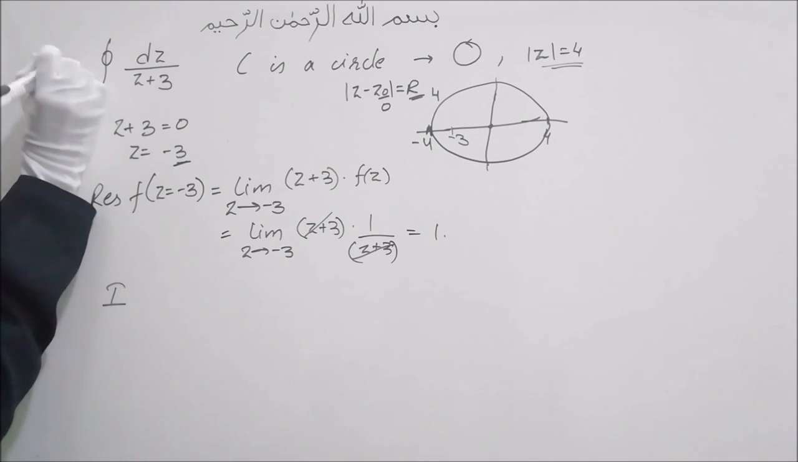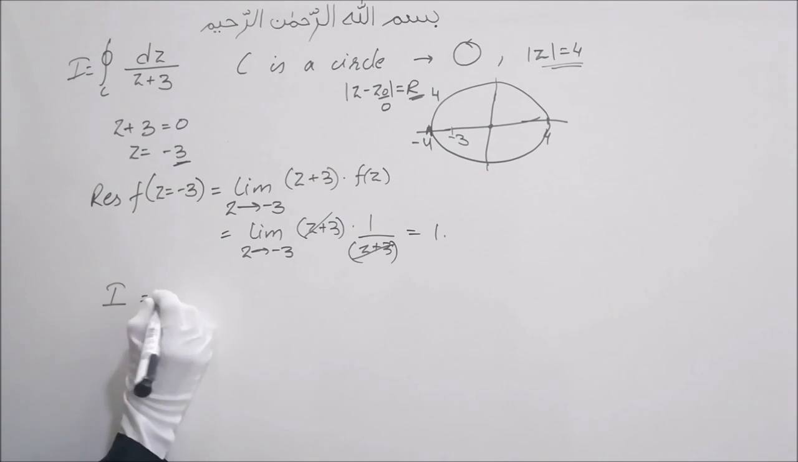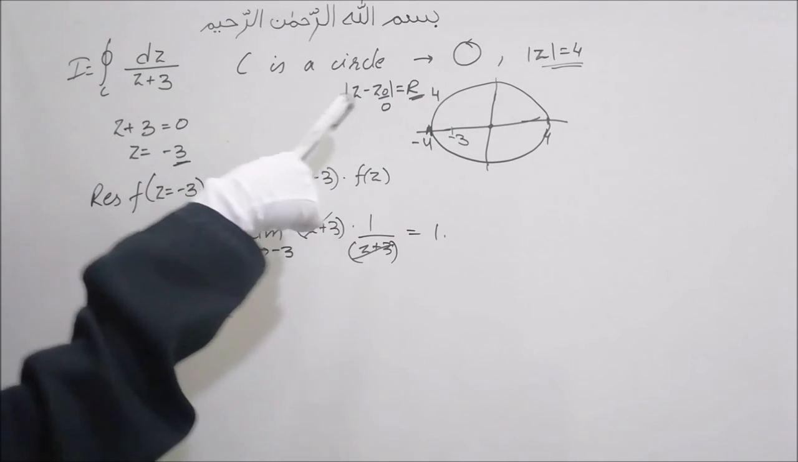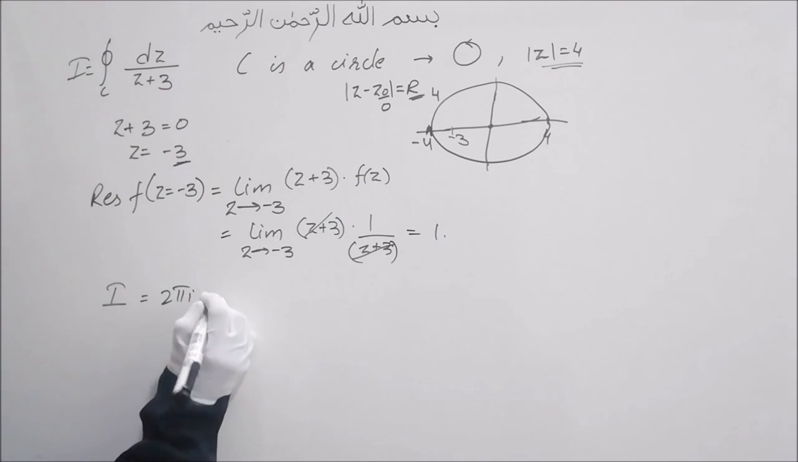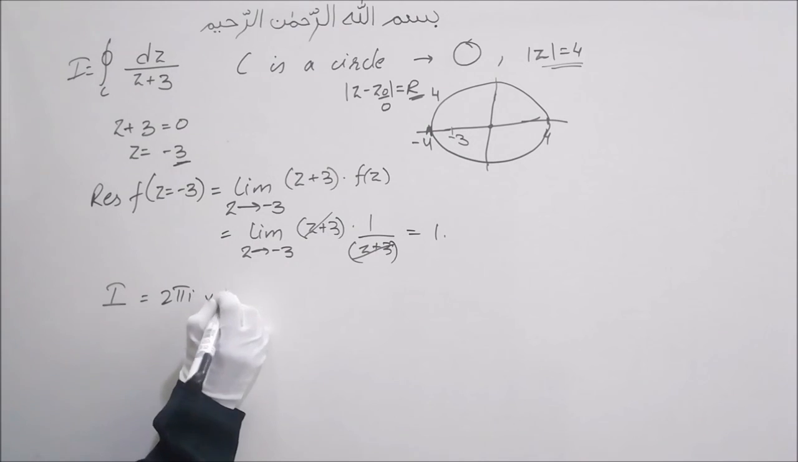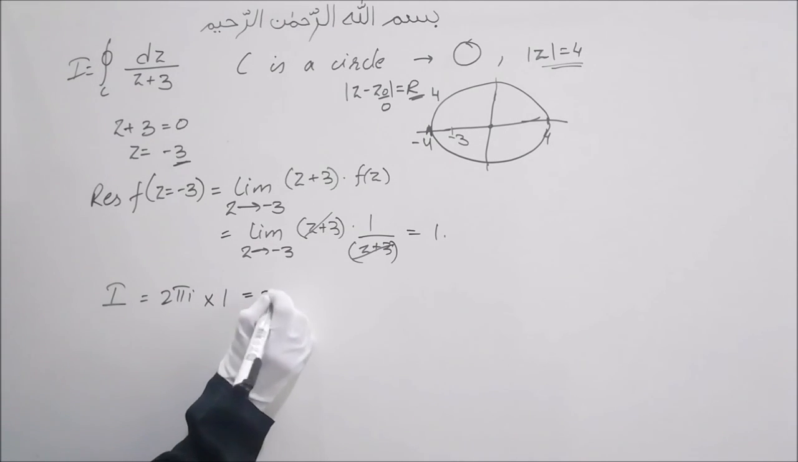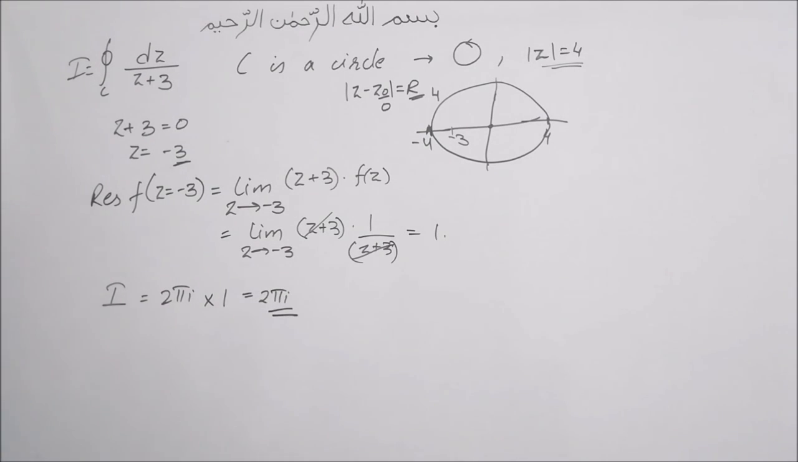Therefore this integration I will be equal to 2 pi i, since it is anti-clockwise direction, that means it is positively traversed. So we'll use plus 2 pi i into the residue. We are having only one residue which is 1, therefore the value of this integration will be 2 pi i.